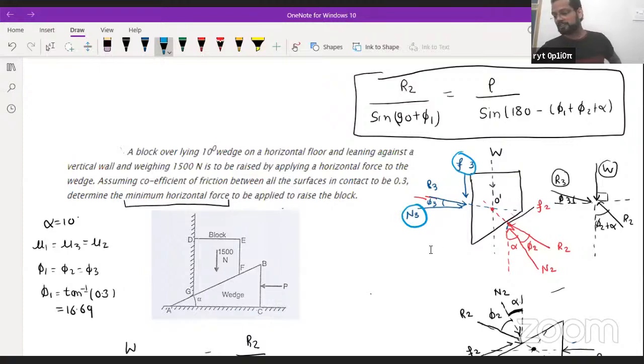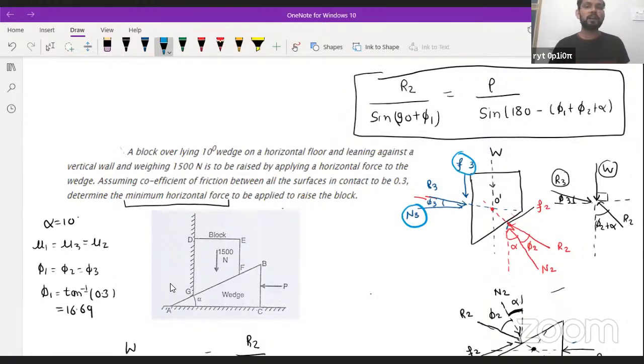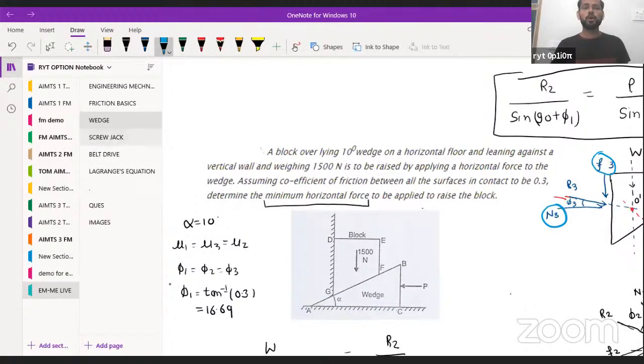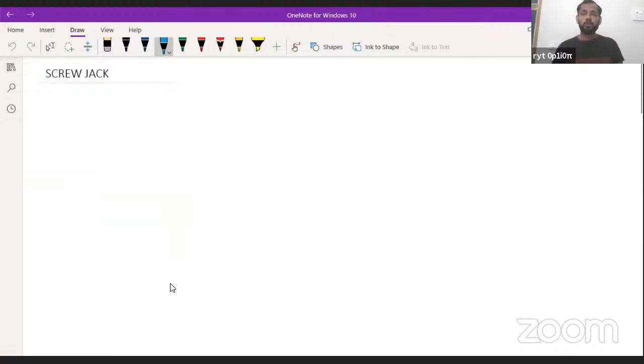Okay, very good, Prince. So right now the concept of wedge is over. Right now we are going to start the screw, a very interesting topic. I hope there is no problem up to now with the concept of friction as well as the wedges. So now we will consider the screw jack.